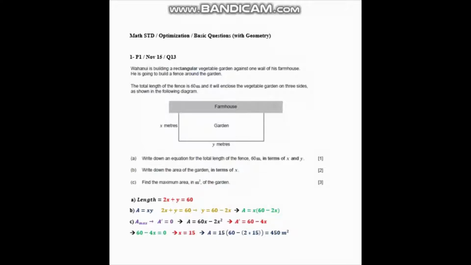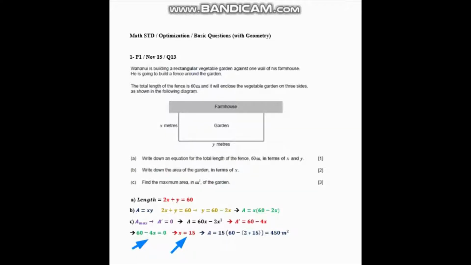Next, I need to equate A dash to 0. So 60 minus 4x equals 0. And I shall solve for x, obtaining x equals 15. I don't want the value of x that makes the area maximum. I want the actual value of the maximum area.